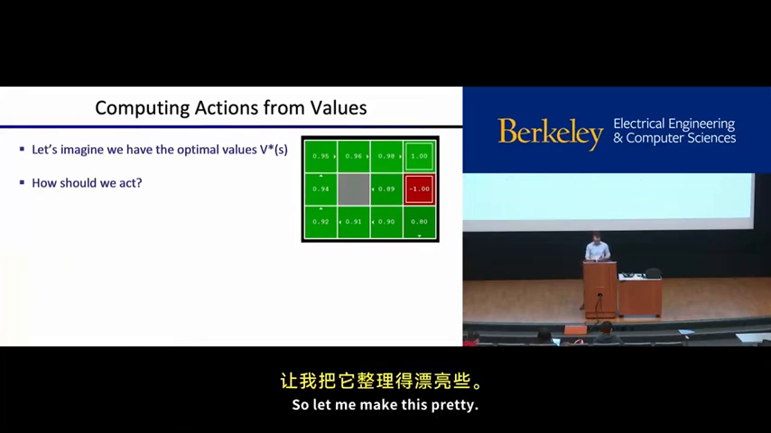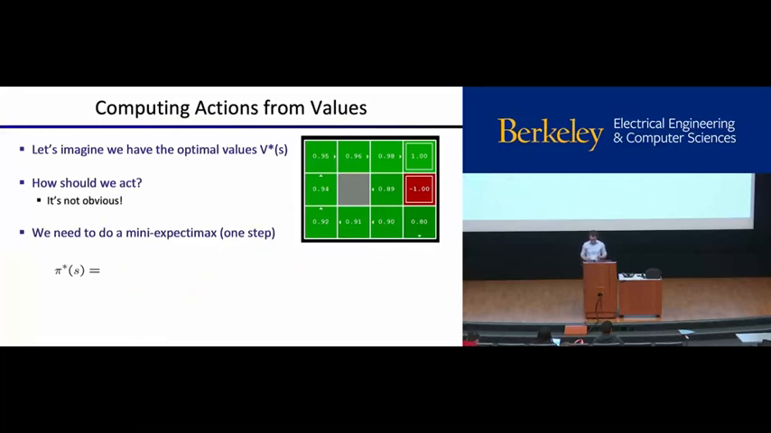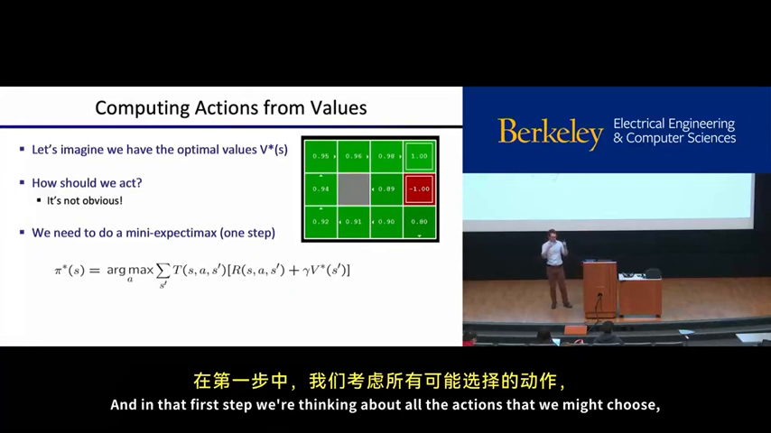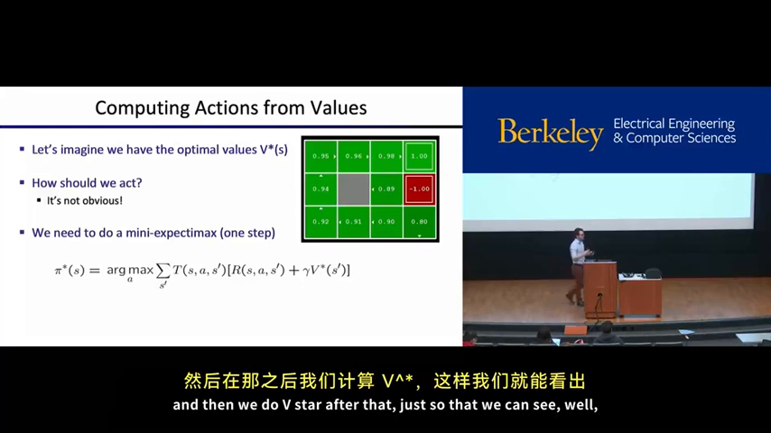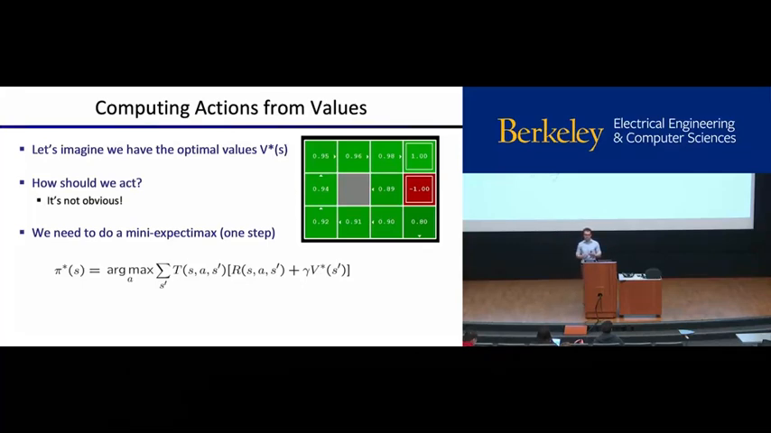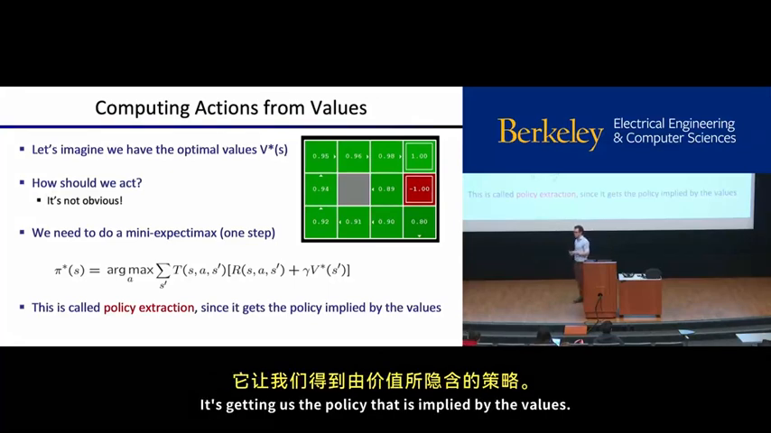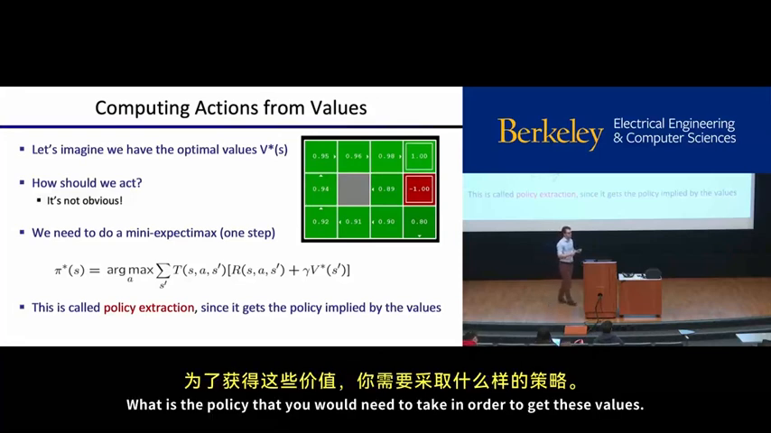So let me make this pretty. We're doing just a little expectimax search, one step of it, and in that first step we're thinking about all the actions that we might choose, and then we use V star after that, just so that we can see which one leads to the best value. This is called policy extraction. It's getting us the policy that is implied by the values. What is the policy that you would need to take in order to get these values?